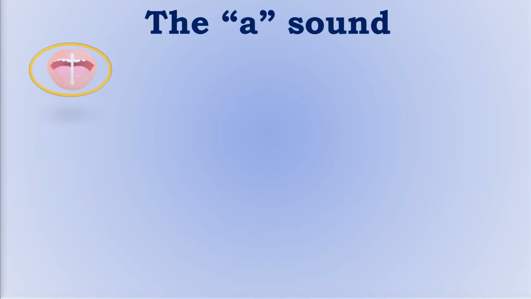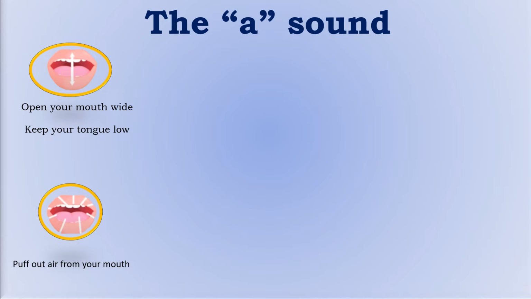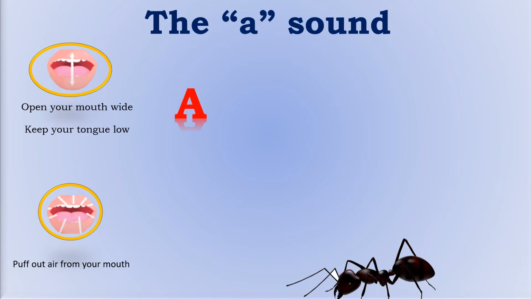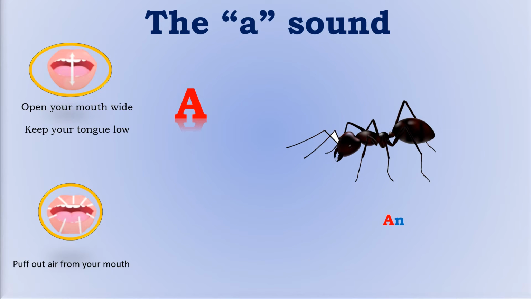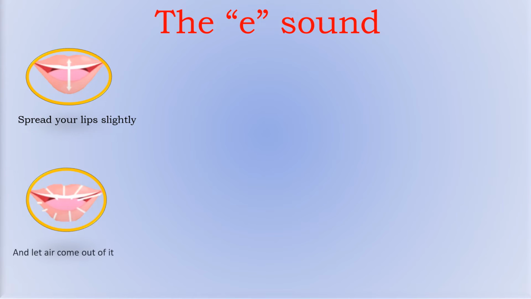The short A sound. To make the A sound, you open your mouth wide, keep your tongue low, and puff out air from your mouth. So make A, ant. The short E sound. Spread your lips lightly. Let air flow out of your mouth to make E, egg.